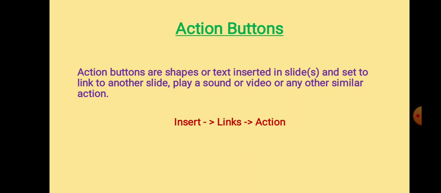Next is action buttons. Action buttons are shapes or text inserted in slides and set to link to another slide, play a sound or video or any other similar action. To set action buttons, you have to select the Insert tab and you have to select the action from the links group. Then you have to proceed accordingly.